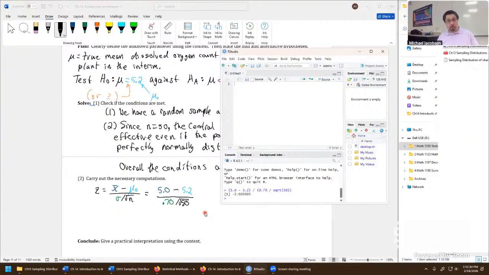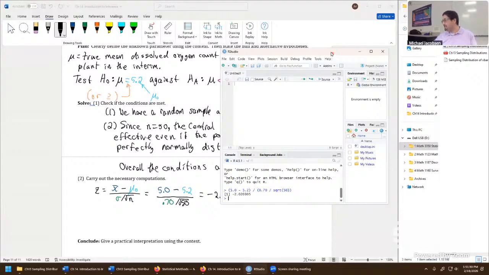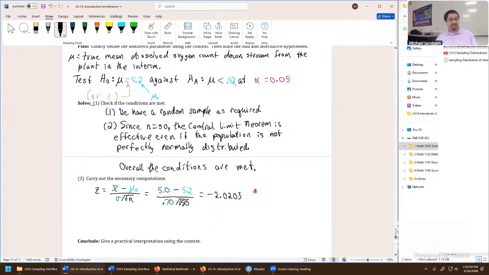4 decimal places is a pretty good standard value to round to for a test statistic like Z. So I'll call this negative 2.0203. And then double check that I got those digits in. Okay, so once we have the Z test statistic, we're ready for the p-value.